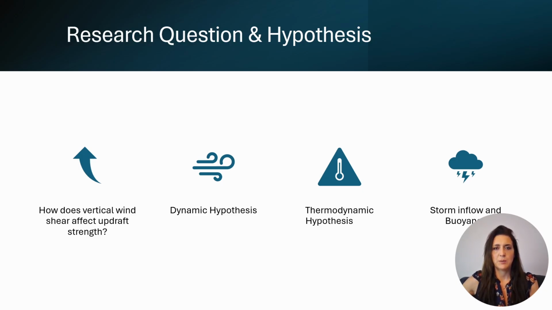This hypothesis proposed that stronger wind shear increases storm inflow and creates wider updrafts that are less affected by entrainment and dilution from surrounding environmental air. Because the updrafts are wider, they're able to maintain greater buoyancy and stronger vertical velocities. The researchers wanted to determine which of these processes played the larger role in strengthening supercell thunderstorms.